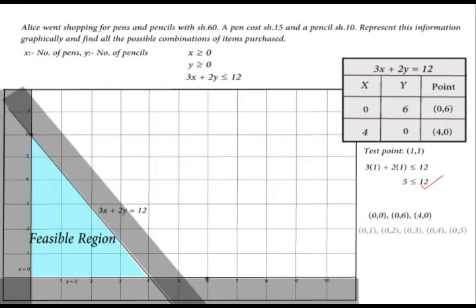We also have (0, 1), (0, 2), (0, 3), (0, 4), (0, 5), (1, 0), (2, 0), (3, 0), (1, 1), (1, 2), (1, 3), (1, 4), (2, 1), (2, 2), (2, 3), and (3, 1). These are all the possible combinations.